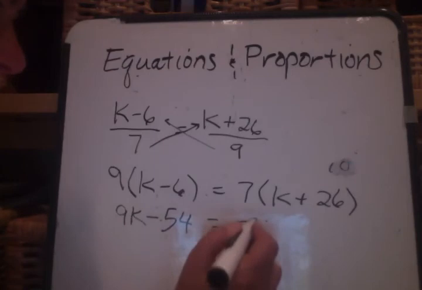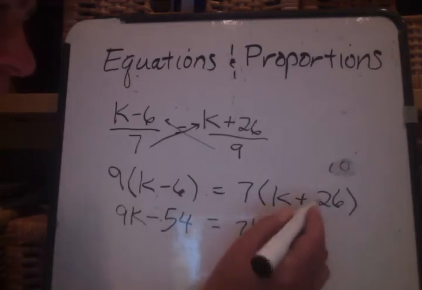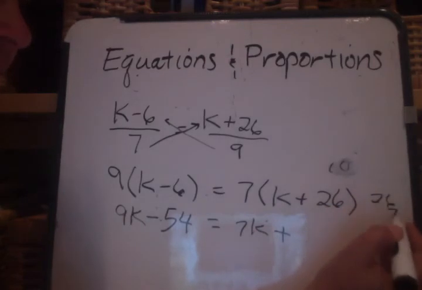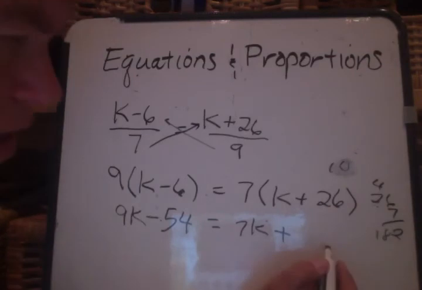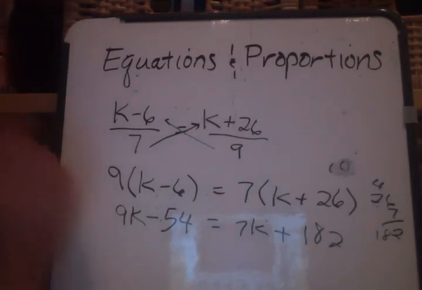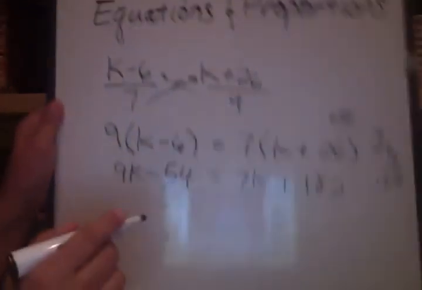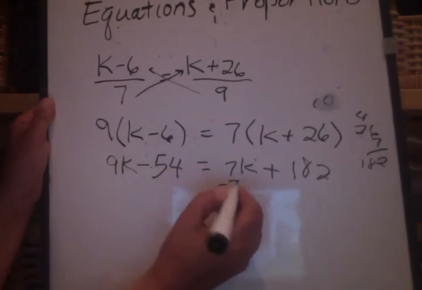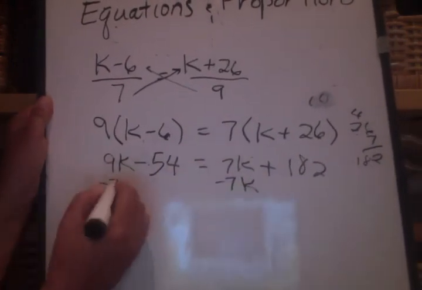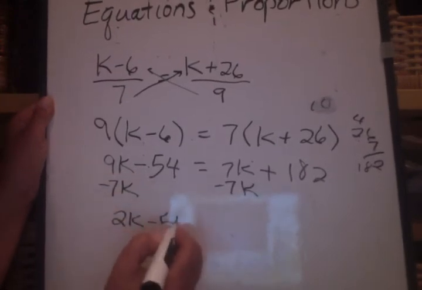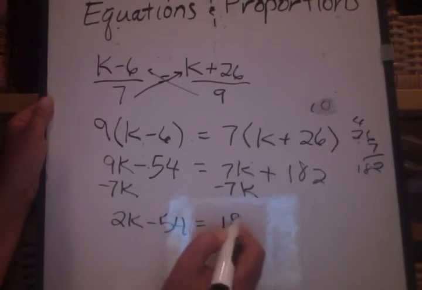equals 7k plus 26 times 7, which is 2, carry the 4, 14, and 18, 182. Then I check here, I have variables on both sides. 7k is smaller than 9k, so I subtract 7k from both sides. And I get 2k minus 54 equals 182.